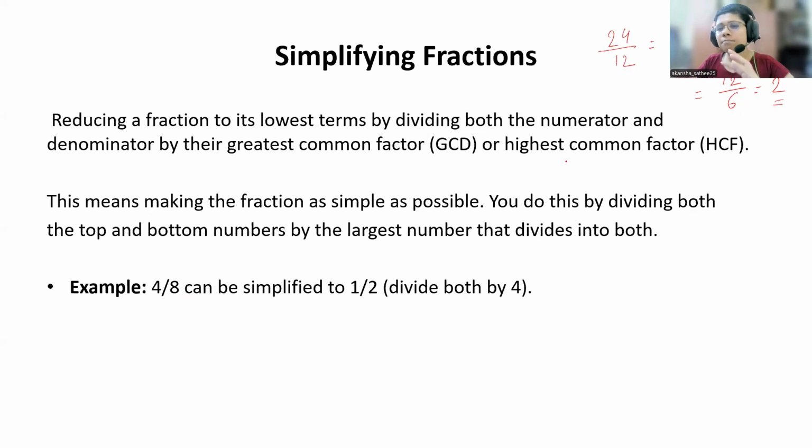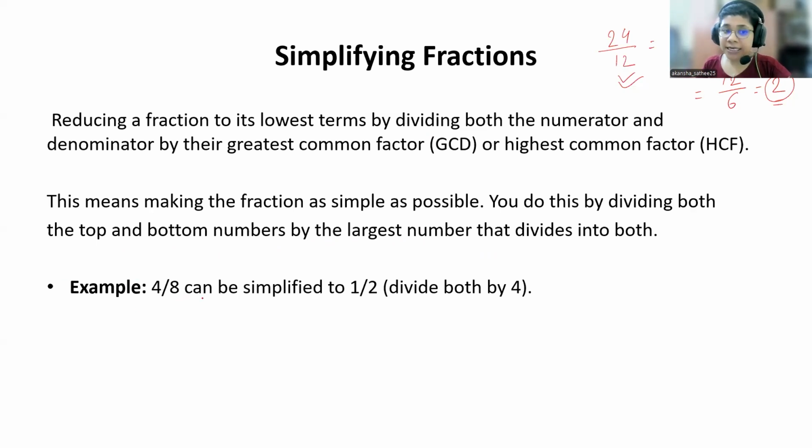It is written in a bit fancy words, but that is what it means. This means making the fraction as simple as possible. You can see that this 24 by 12 is more complicated than 2. So 2 is the simplified form of 24 by 12. So simplifying fractions is one thing you have to keep on doing. You do this by dividing both the top and the bottom numbers by the largest number that divides into both. That is what I did just now, right?